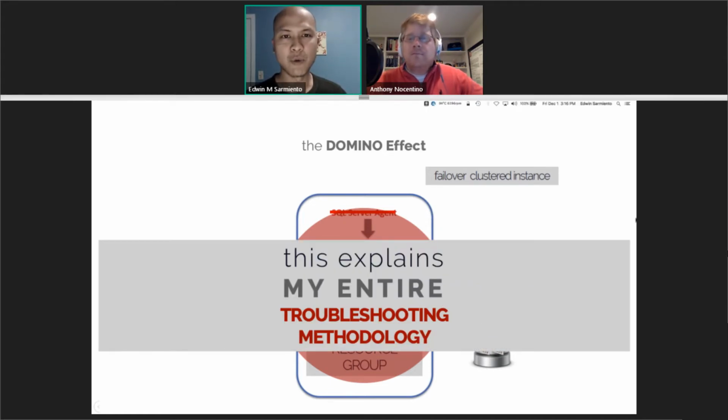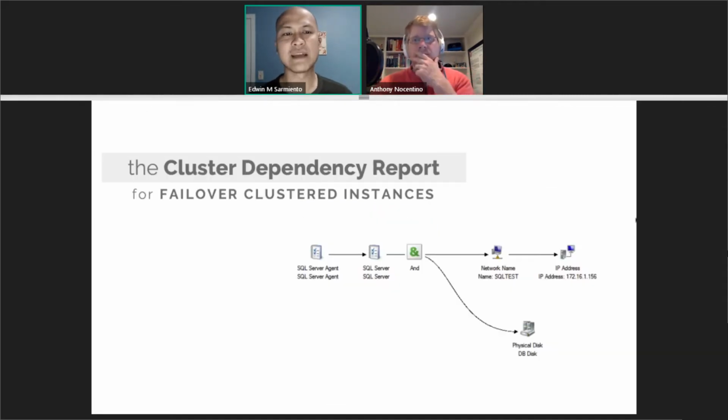I always start off with the dependency report, and I'm going to show you that in a few minutes. This is an example dependency report for a failover clustered instance. Graphically, visually, you would see that I need to get my virtual IP address online first before I could bring my network name online. Now, looking at that icon there, it only means that in order for me to bring the database engine online, I need to have my network name and my shared storage or shared disk online.